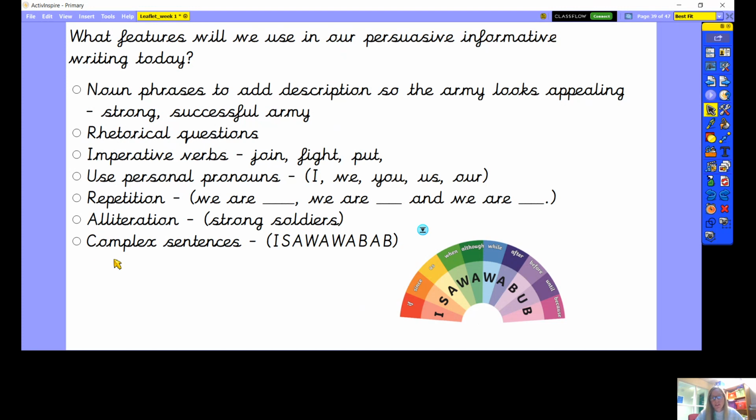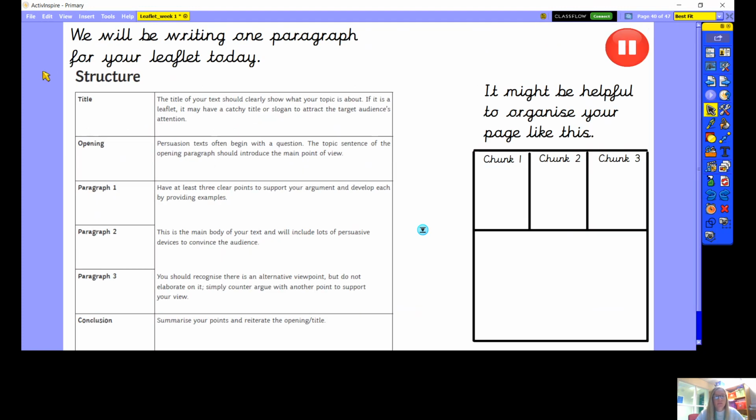And then finally we're going to use some examples of complex sentences. Here we've got some of the subordinate conjunctions that we might use in our writing. You've had a look at this. This is the structure that you're going to use to write your leaflet. You might use the title, an opening, paragraphs 1, 2, and 3, and then a conclusion.